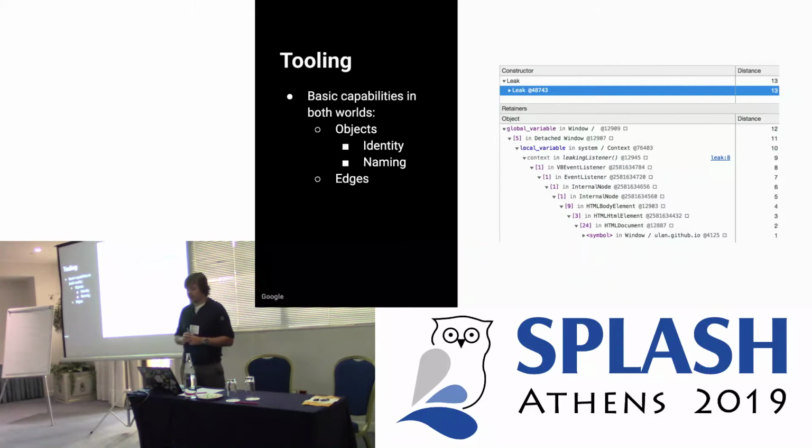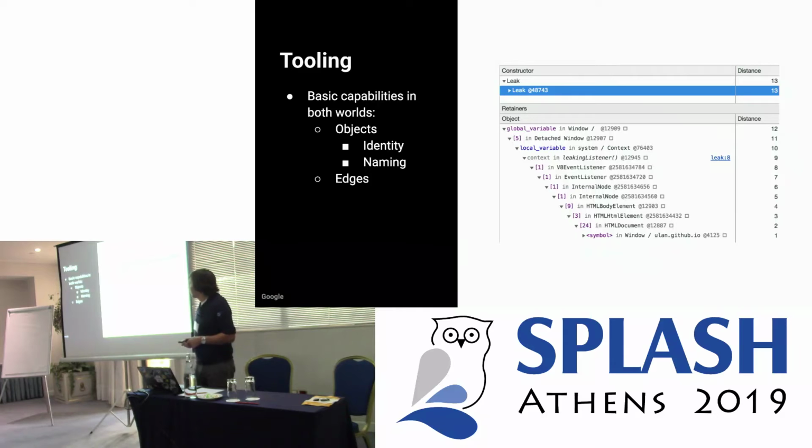From a tooling perspective, we basically provide a few things in both worlds. We provide identity, that's kind of necessary. We provide naming, so every object has a name, even though that name, and I will get to it in a second, is not always fully useful. And there are ways to get edges from objects, which is also what the GCs use to dispatch in their specific worlds. So what you see here is DevTools on an example where we investigate a memory leak, which conveniently is named leak.